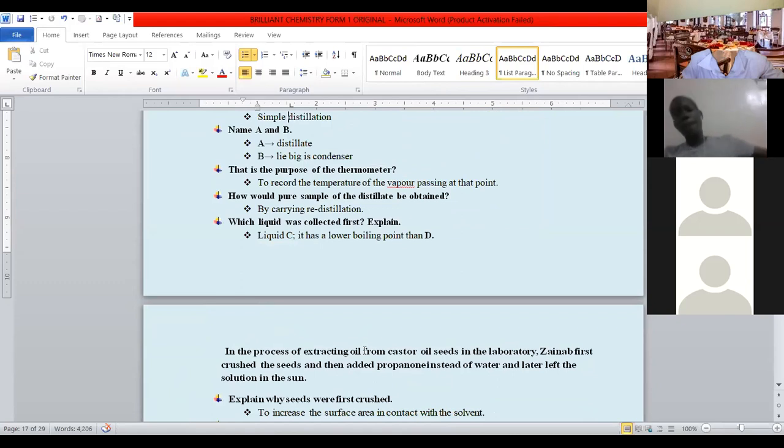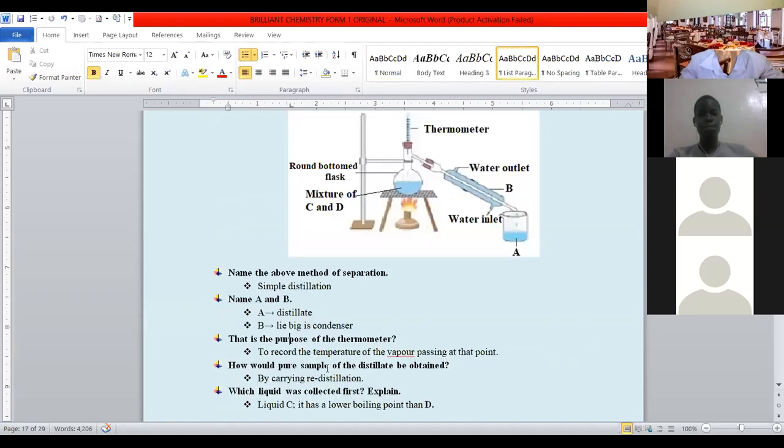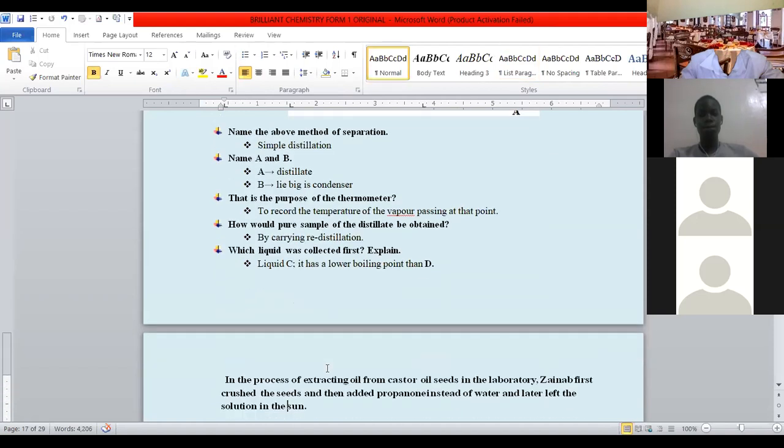In the process of extracting oil from castor oil seeds in the laboratory, Zainab first crushed the seeds and then added propanol instead of water, and later left the solution in the sun. Now the first question. So the question that can be asked here first, why was the seed crushed? Who can give me the answer? Why was the seed crushed?